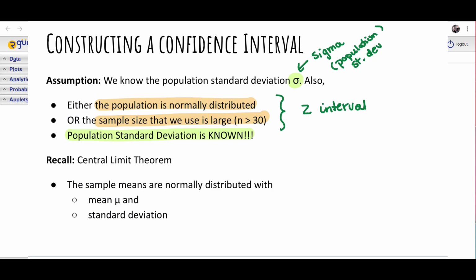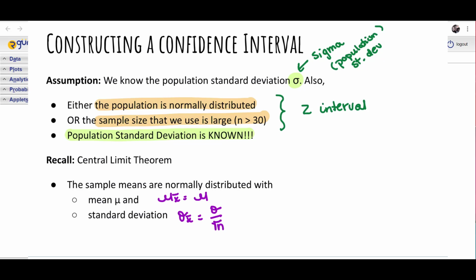And so with that, I just want you to recall that the mean of the sampling distribution is the same as the population mean, and the standard deviation of the sample means, which is called standard error, if you recall, is the standard deviation over the square root of n.